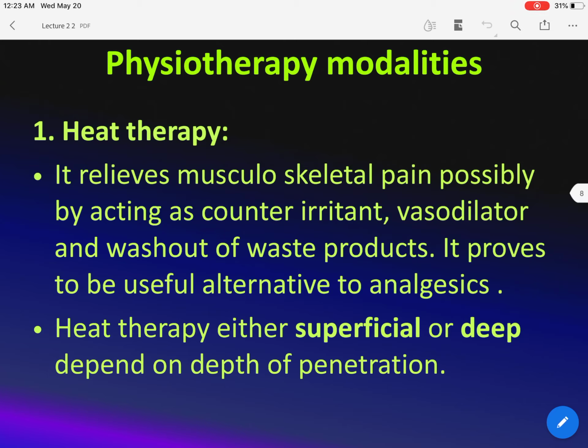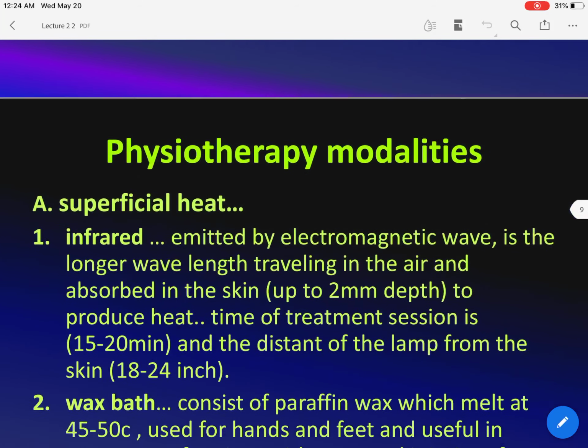Heat therapy relieves musculoskeletal pain, possibly by acting as a counter-irritant, vasodilator, and washout of waste products. It proves to be a useful alternative to analgesia. This is the role of heat. Heat therapy is of two types, superficial or deep. It's clear for you: superficial means the penetration is less. I mean penetration under only the skin, something like millimeters, and the deep is 1 centimeter or more, depending on the depth of penetration.